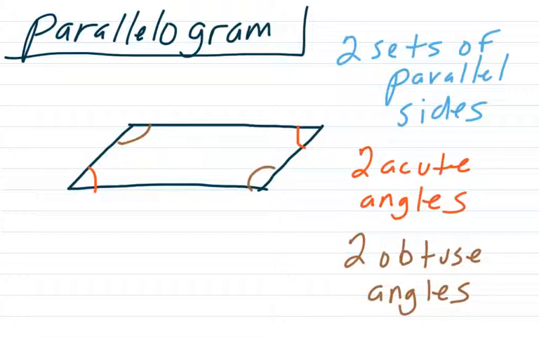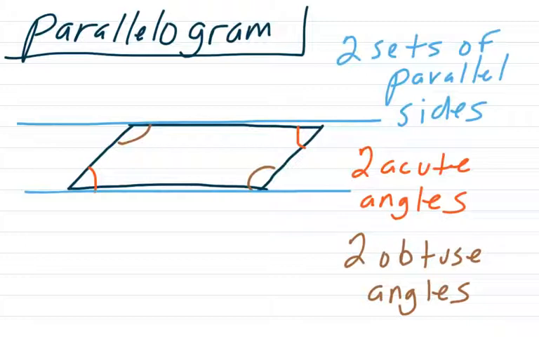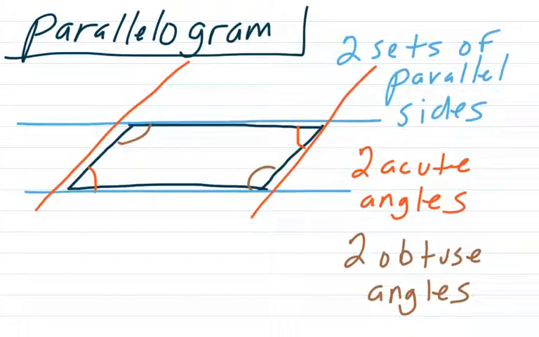Now when I say that it has two sets of parallel sides, if I extend this line this way and this way, you have two sets of parallel sides that would never touch. Also, if I'm on this side, right here and right here, if I extend those lines out, just like this, then those lines will never touch. And those lines are also parallel. Like I told you, I have two sets of those.